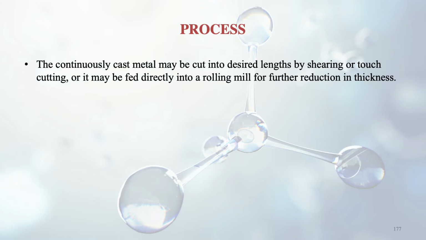The continuously cast metal may be cut into desired lengths. So what we obtain at the end, we can cut into desired lengths by a shearing or torch cutting mechanism, or it may be fed directly into a rolling mill for further reduction in thickness. So all these things are possible in continuous casting. We can go directly from this process to another process.